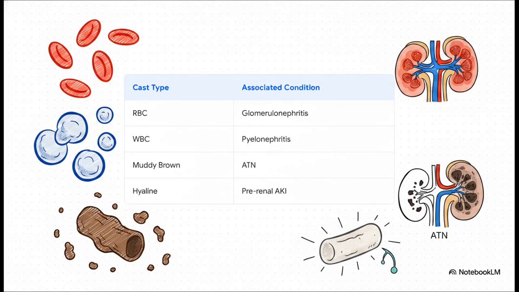And we can methodically map these casts to specific diseases. Red blood cell casts, that means glomerulonephritis, a severe inflammation. White blood cell casts indicate a kidney infection, like pyelonephritis. Hyaline casts suggest a pre-renal issue, like hypovolemia, basically low blood volume. But the absolute smoking gun for acute tubular necrosis, spotting a muddy brown cast. It's literally made of dead, sloughed-off kidney cells.